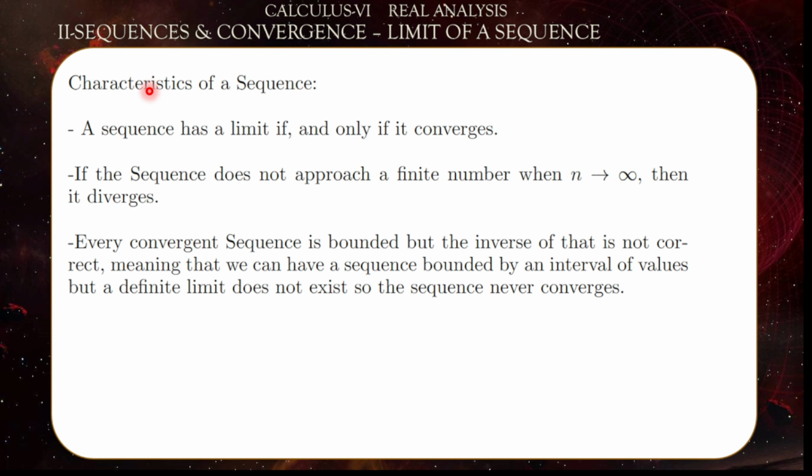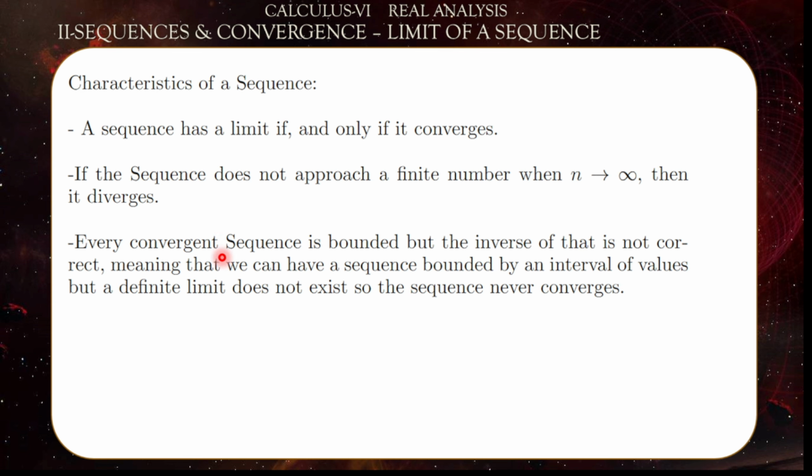Characteristics of a sequence. A sequence has a limit if and only if it converges, meaning that the two go hand in hand together. So it cannot converge if it doesn't have a limit. And by the way, the limit also needs to be finite for it to converge. If the sequence does not approach a finite number when n approaches infinity, then it diverges, which means it doesn't approach any value. It keeps misbehaving, either in the case of oscillating divergence, meaning that it keeps swinging between 2 or 3 or different values within an interval, or it keeps growing to infinity.